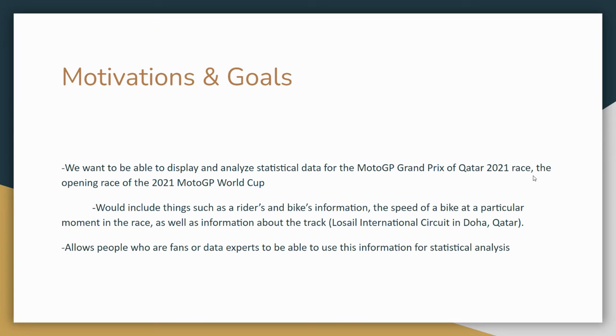We also want to be able to display in that data information such as the rider and the bike's information pertaining to that rider, speed of a bike at a particular moment in the race, such as down the track at one point, as well as information about the track, which in this case is the Losail International Circuit in Doha, Qatar. We also want to allow people who are fans or data experts to be able to use the information for statistical analysis or personal enjoyment.